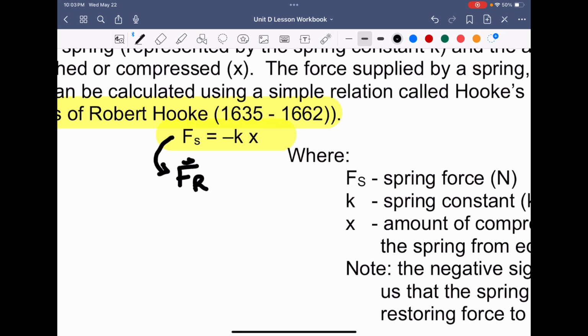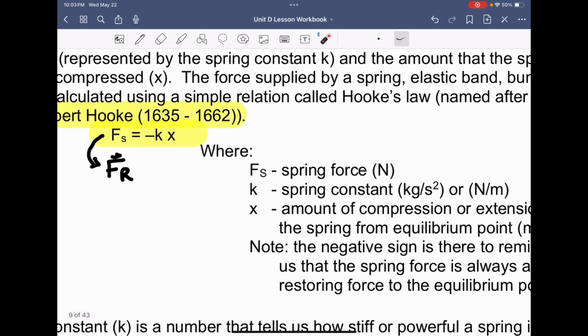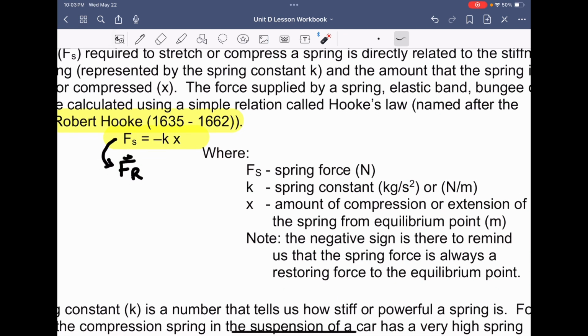Now again, the spring constant is how much force it takes per given meter of material, and we can tell that even by the units here. When we look over at the units, it's newtons per meter, or force required per meter of that material. And then when we look at the x, it's how much the spring is either compressed or stretched away from the equilibrium point. So that's very critical here.